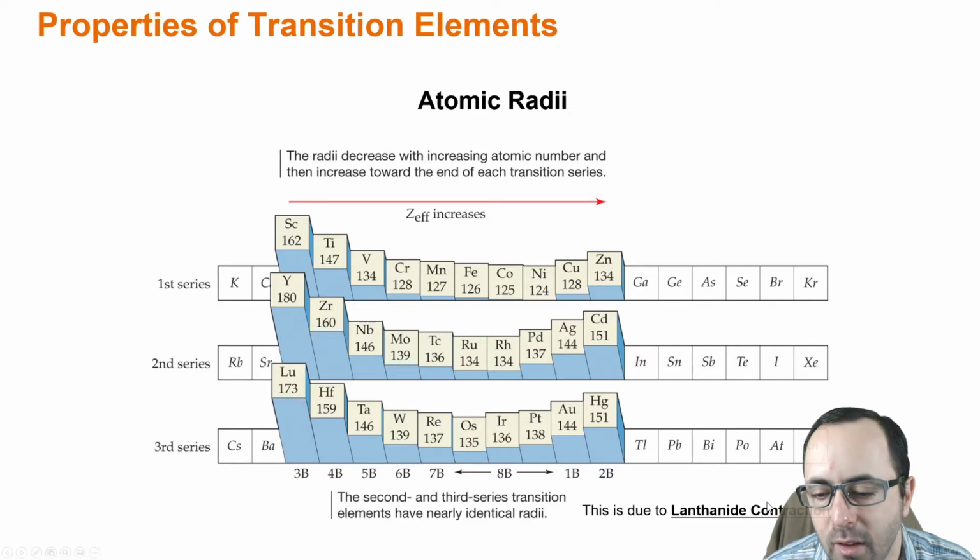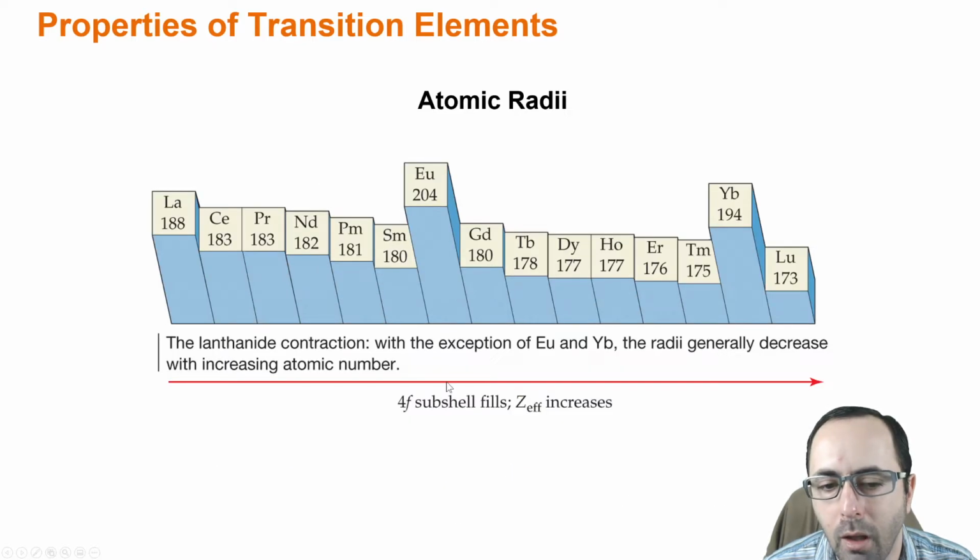What I want you to know is that for the 5th period and the 6th period, the atomic radii do not change significantly due to the lanthanide contraction, meaning because of the significantly additional protons due to the filling of the lanthanides here, you have a stronger pull. The 4f subshell fills, so Z effective increases significantly.